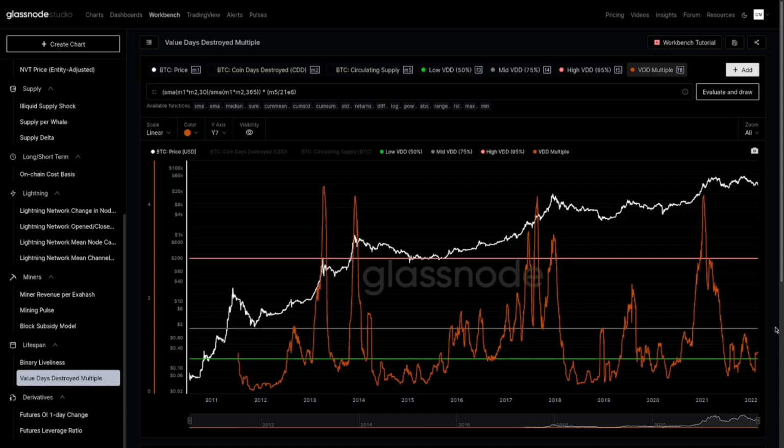And finally, we're going to close on a workbench metric. This is one that was developed recently by TXMC, so hats off to him. It was a fantastic metric, and there is a write-up that I'll leave in the description that you can look for more details on this. Again, you will find this metric inside our workbench as a preset, value days destroyed multiple.